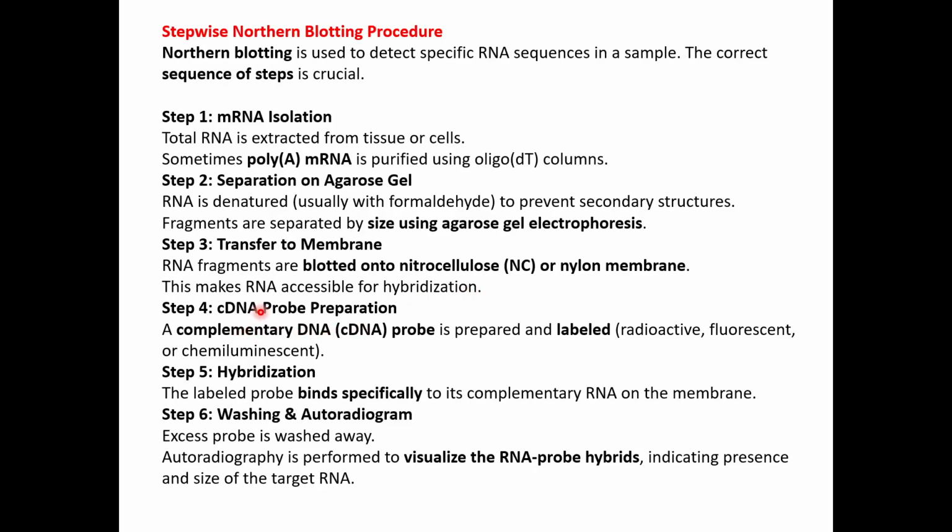Then we have a cDNA probe, that is the complementary DNA probe, that is prepared and labeled with a radioactive substance, fluorescence, or chemiluminescence. Then we have hybridization, and then we expose it on an autoradiogram with an X-ray film. Then we do some washing steps to wash away the excess probe, and then visualize the RNA-probe hybrids, indicating the presence of the target RNA and also its size. So this is a sequential stepwise procedure.